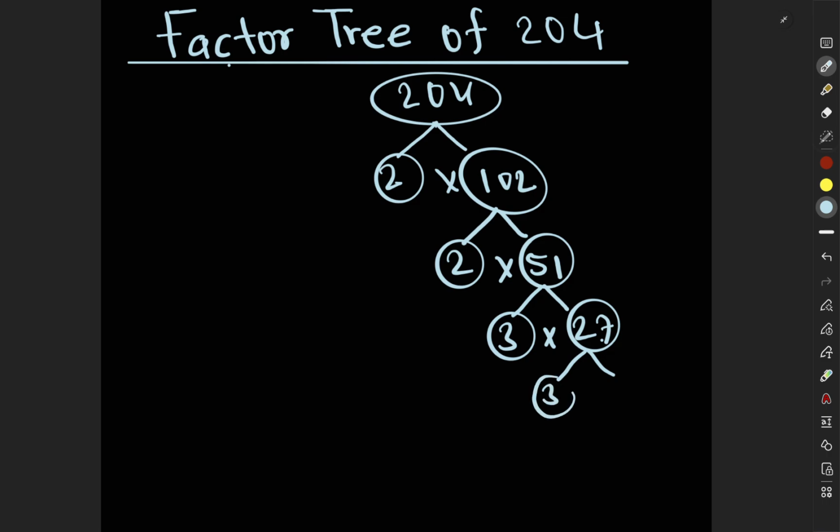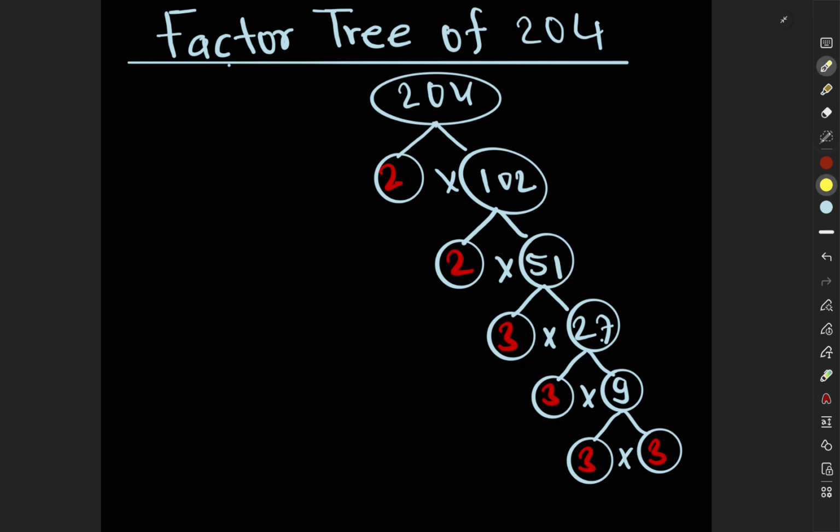27 is 3 times 9. 3 times 9 means 27, and 9 can be written as 3 times 3. 3 times 3 means 9. So now we have to select the prime numbers among these numbers. So the prime numbers here are 2, 2, and these 3.